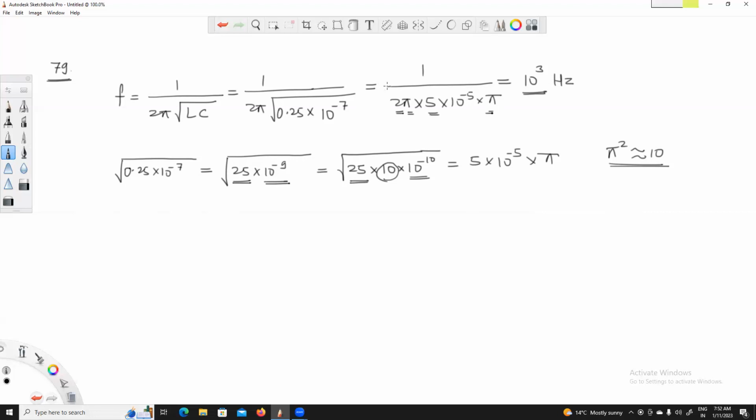So the nearest option is 1007 hertz. Your answer would be 1007 hertz. This is how we should find the approximate value. Okay, so the last question for this exercise.